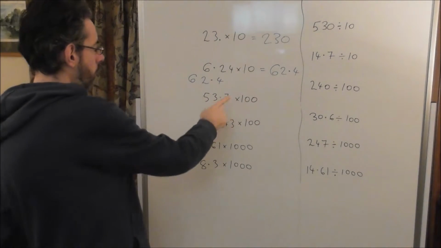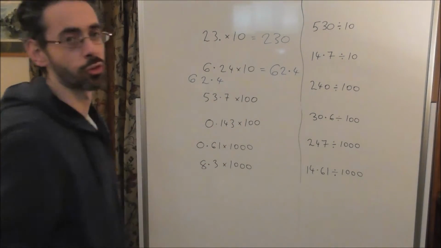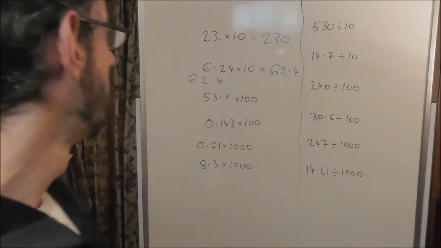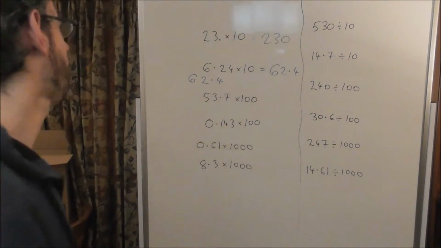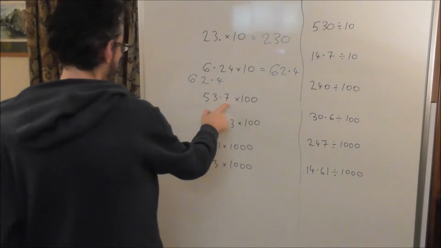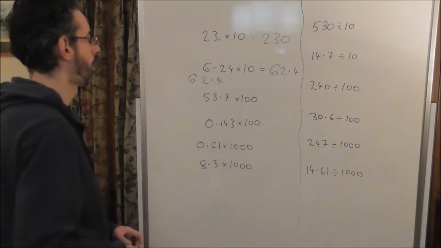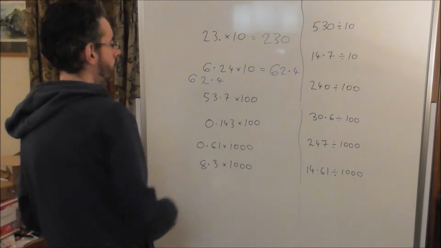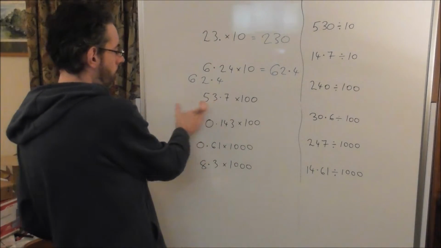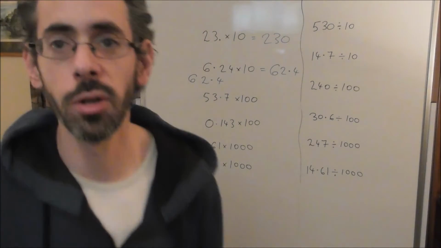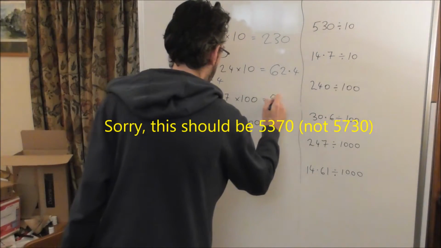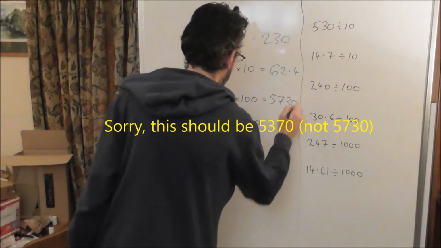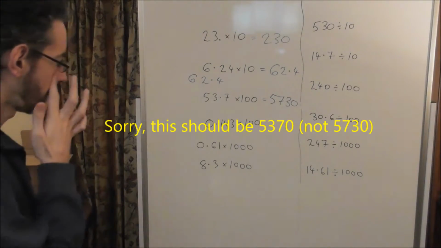Right, multiplying by 100, 53.7 times 100. So when you multiply by 100, the digits move 2 places to the left. So it's going to take 1 movement to get the 7 past the decimal point. And that would be 537. And then you need to move the digits 1 more place to the left. So there's going to be a 0 after the 7. So the answer is going to be 5,730.